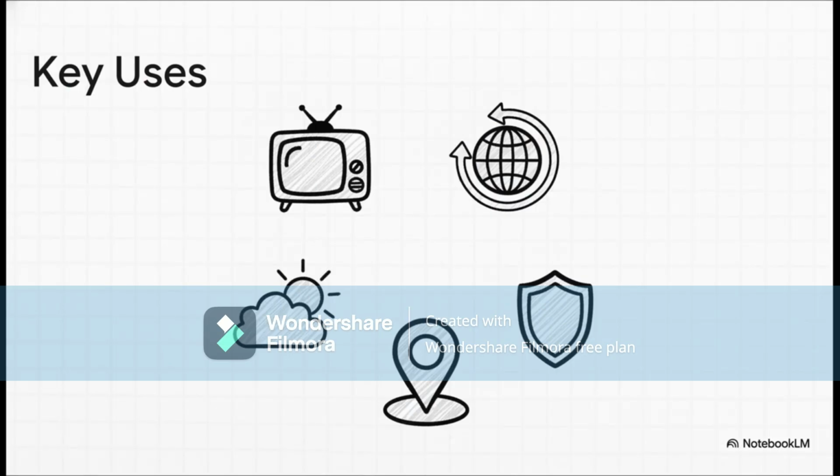First up, TV broadcasting. For watching live sports and news from all over the world. Then we've got internet services, which is a huge deal for bringing the internet to remote places where you just can't run cables. What's next? GPS navigation. That little blue dot on your phone's map? Yep, that's satellites talking to your phone.